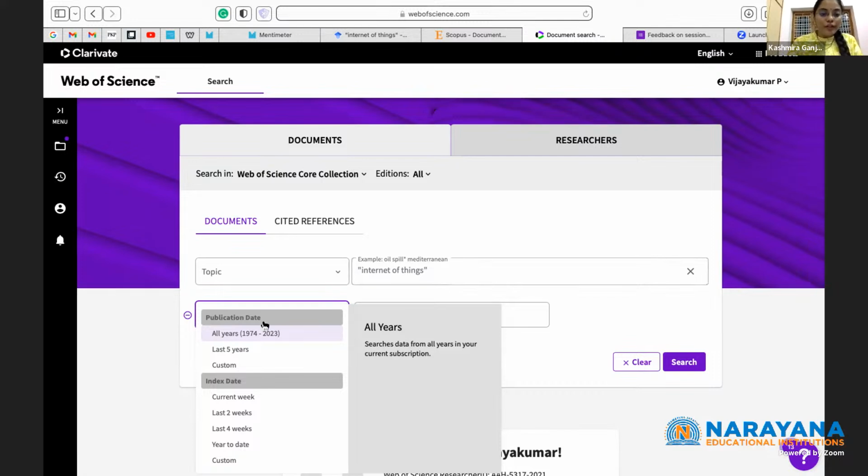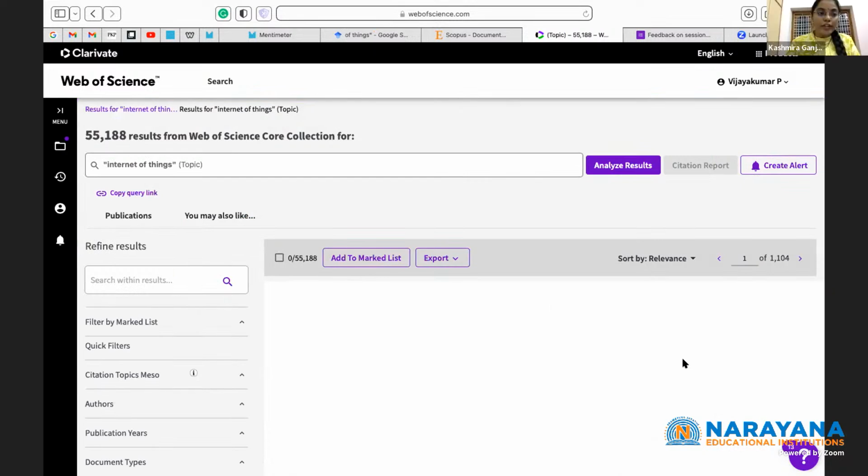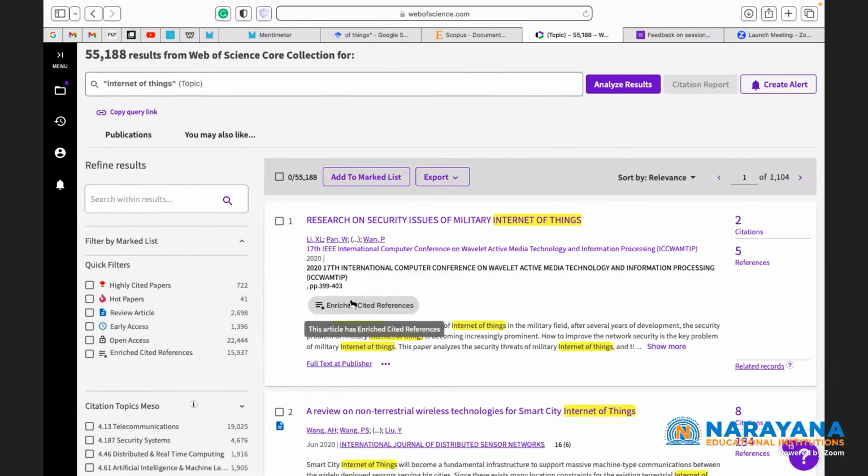So now you can choose the last 5 years of data. Once you go to this search criteria, I have got around 55,000 results. In this way, you can choose based on your criteria, and you can choose your articles for your literature review.